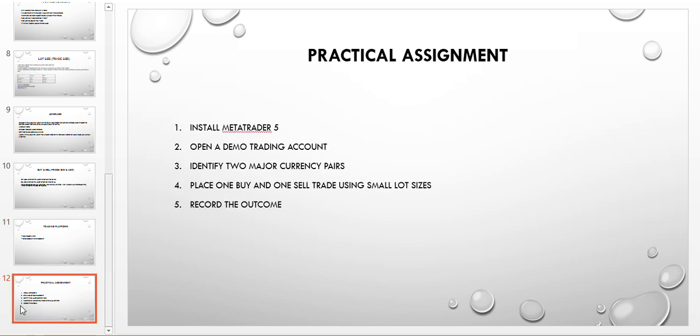Okay, we come to the end of this class. Remember I said I'm going to do a screen record of how to use MetaTrader 5 and how to use your broker account. When you watch that, you should install your own MT5 if you haven't. Then open a trading account, identify two major currency pairs, and remember the other assignment I gave, which I said you should check the pairs.